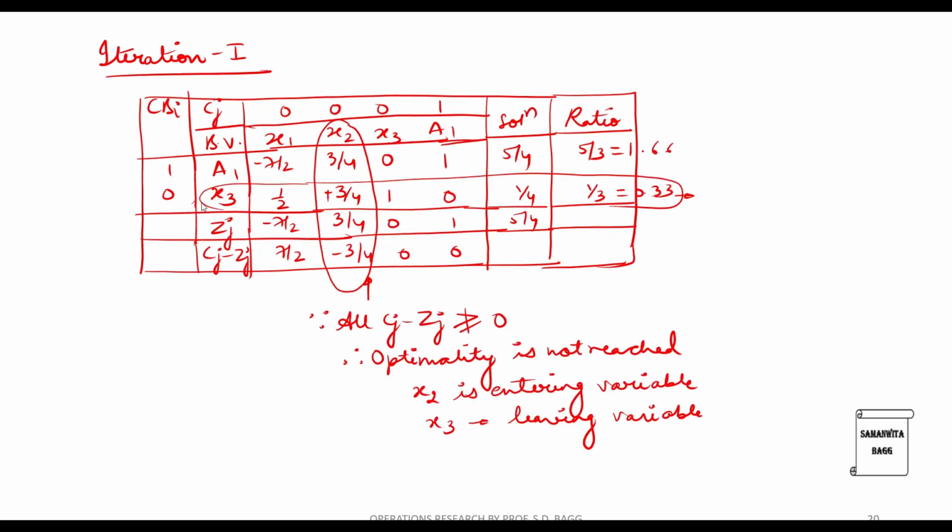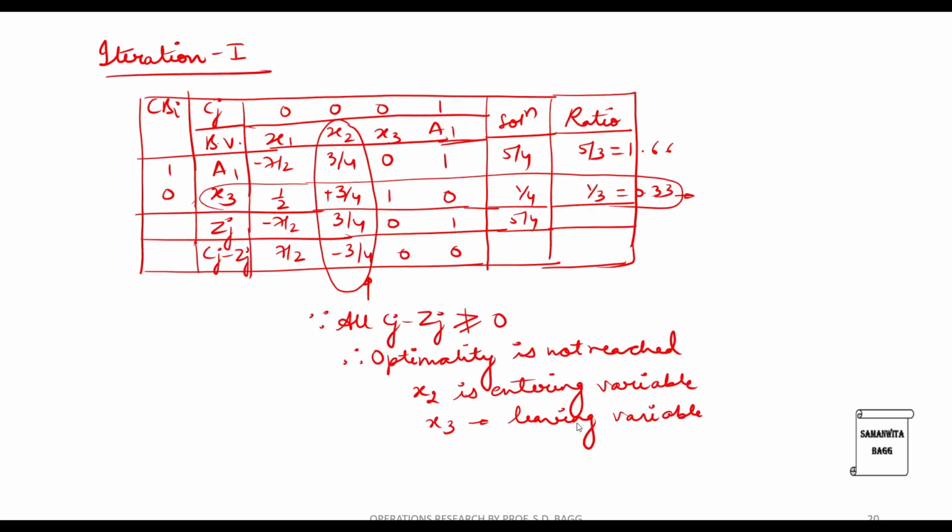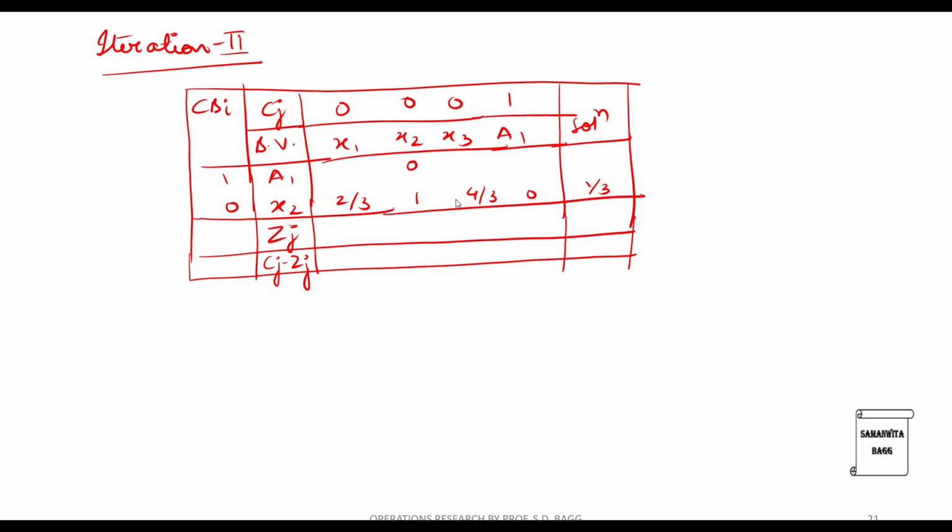So now we will calculate by dividing each term over here by 3 by 4 and this will be 0. So this is 0, 1, this is 2 by 3, 4 by 3, 0 and 1 by 3. Now you can calculate the rest of these values. This will remain 1 because this is 0. So this is 1, this is minus 1, minus 4 and this is 1. We calculate Zj and Cj minus Zj is 4, 0, 1, 0.